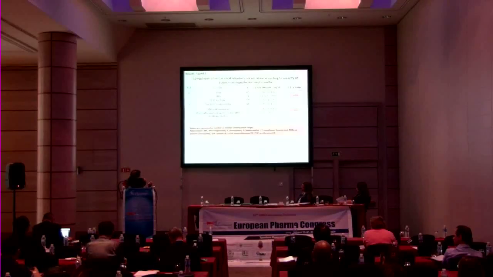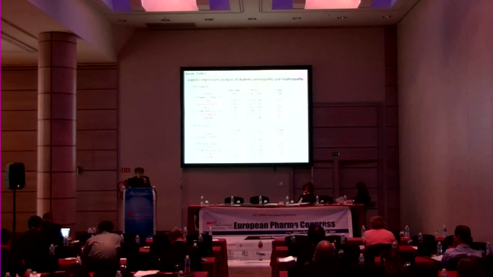As for nephropathy, total bilirubin concentration with patients without nephropathy, with microalbuminuria, with macroalbuminuria and renal failure are 0.8 without nephropathy, 0.75 with microalbuminuria, 0.5 with macroalbuminuria and renal failure. So similarly, the more severe nephropathy is, the lower total bilirubin concentration is.